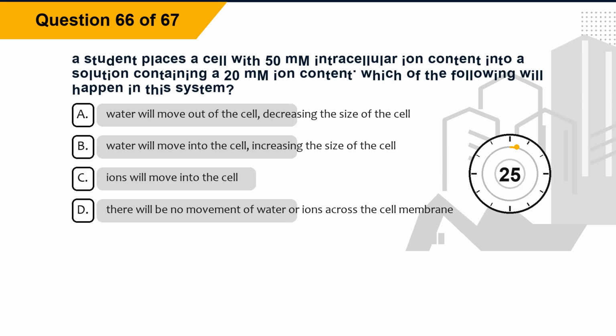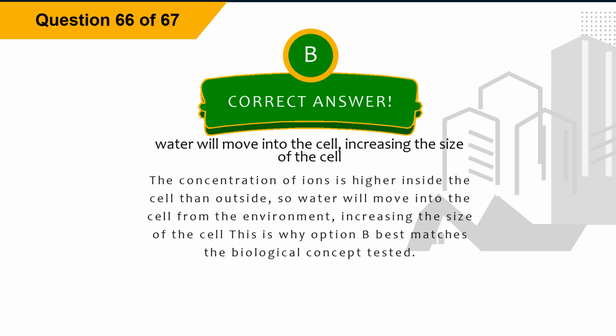Question 66. A student places a cell with 50 mM intracellular ion content into a solution containing a 20 mM ion content. Which of the following will happen in this system? Option A, water will move out of the cell, decreasing the size of the cell. Option B, water will move into the cell, increasing the size of the cell. Option C, ions will move into the cell. Option D, there will be no movement of water or ions across the cell membrane. The correct answer is option B, water will move into the cell, increasing the size of the cell. Explanation: the concentration of ions is higher inside the cell than outside, so water will move into the cell from the environment, increasing the size of the cell. This is why option B best matches the biological concept tested.